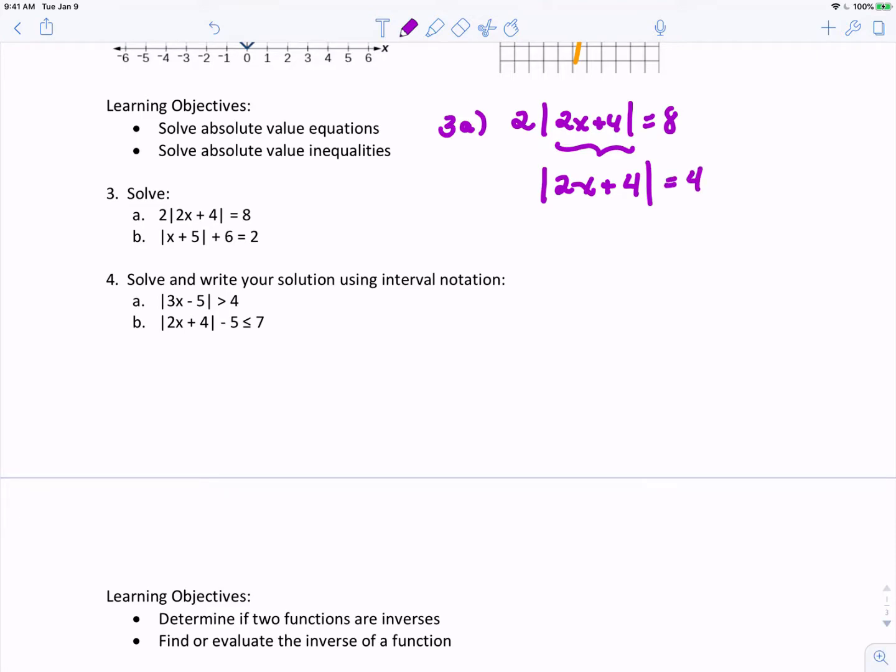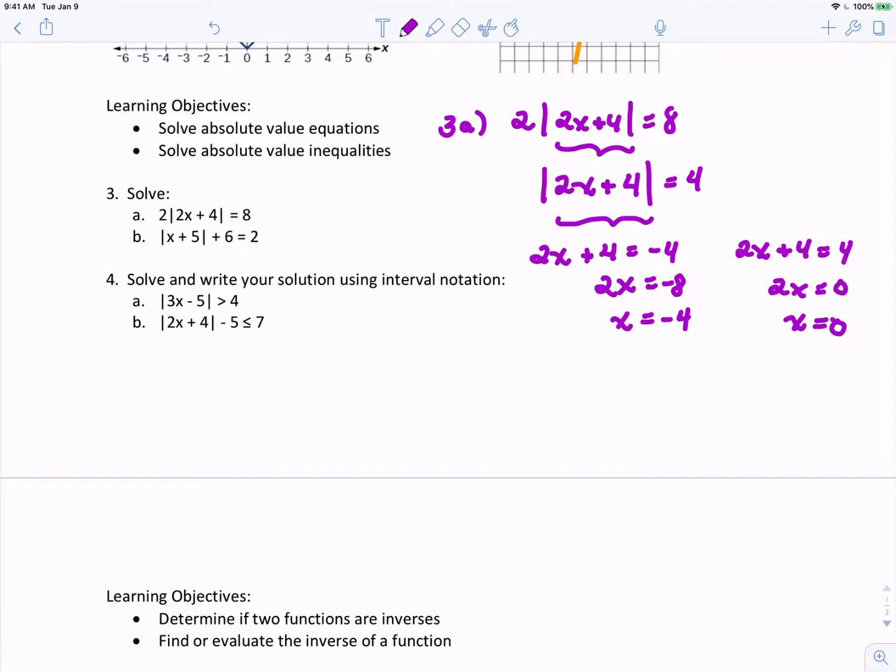And now we're going to set up 2 equations. Absolute value, remember, means distance from the origin. So the 2 numbers that are 4 units away from the origin are negative 4 and positive 4. And now we're simply going to solve each of these equations. So subtracting 4 from both sides and then dividing by 2 gives us one solution, x equals negative 4. Subtracting 4 and then dividing by 2 gives us our second solution, x is equal to 0.